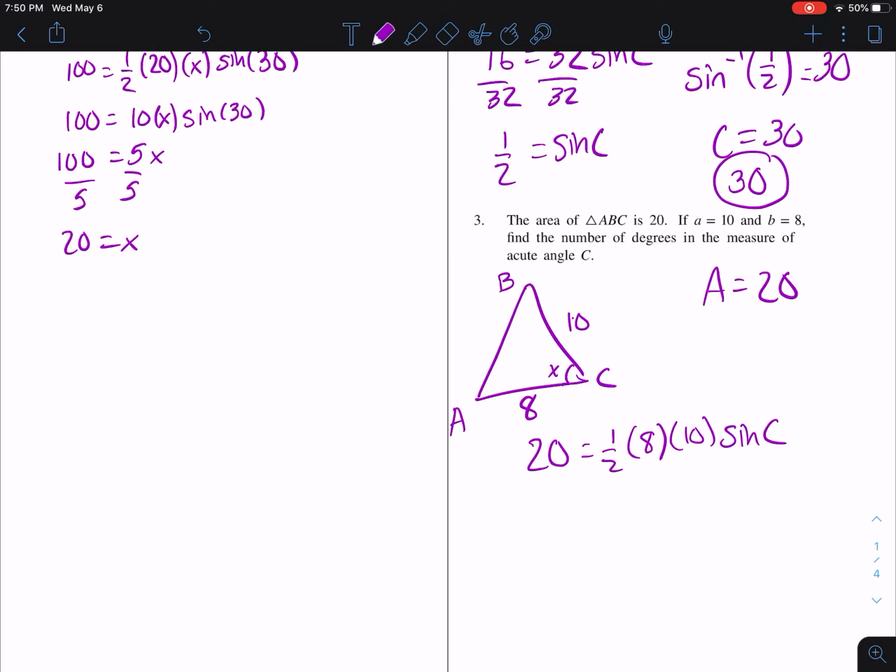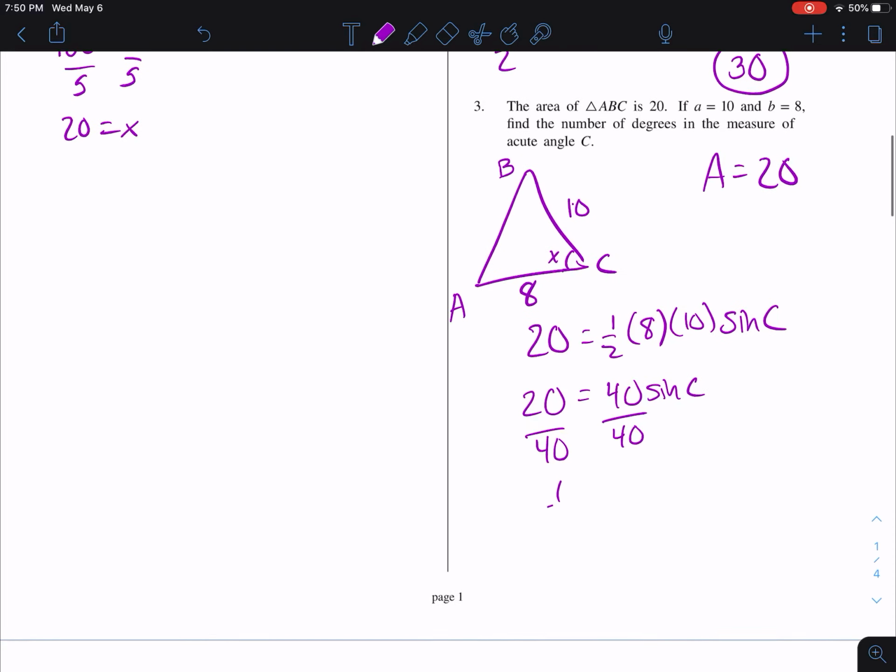So 8 times 10 is 80, and half of that is 40. So 20 is equal to 40 sine of C. Okay, we divide by 40, we get 1/2 equals the sine of C. So we do second sine 1/2, and we get 30. So again, we're just going to plug in 30 here.